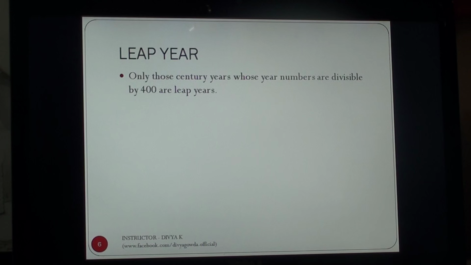Before that, I can say only those century years whose year numbers are divisible by 400 are leap years. For example, 400, 800, 1200, 1600, 2000, 2400 are all leap years. The other century years are not leap years.